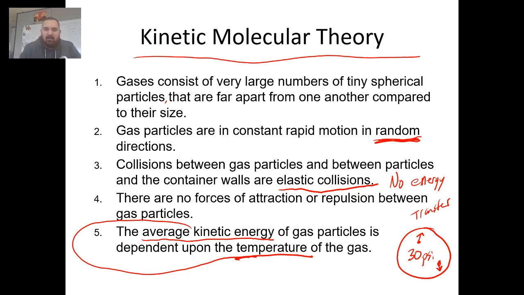Now, if we come back over here, what I see very often is that they'll switch the word elastic with inelastic. So if this said inelastic, would it be true? No, it would not. So that's just what you need to know.